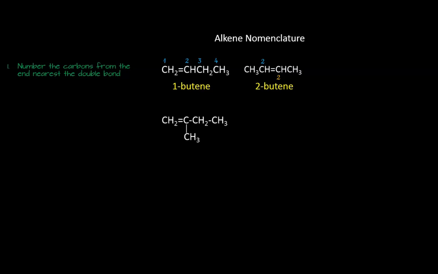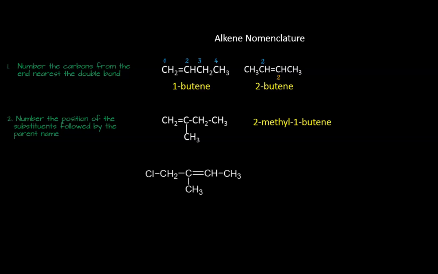Let's now look at 1-butene with a substituent. We number the position of the substituent, followed by the parent name. Methyl is on carbon number 2, so this would be 2-methyl-1-butene.